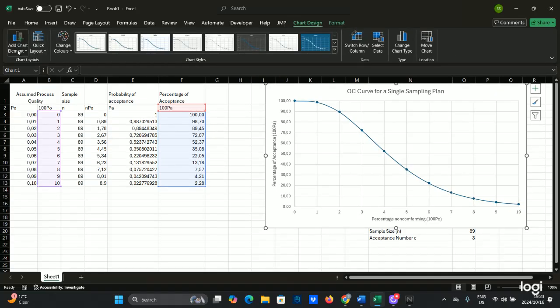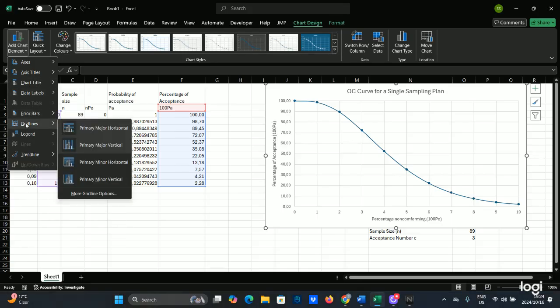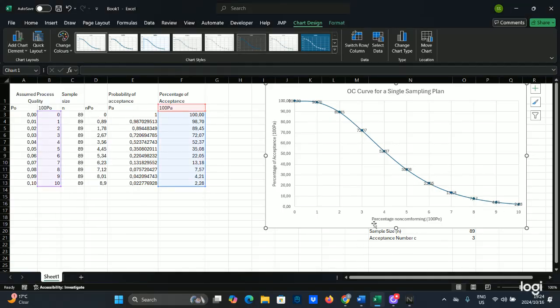And then under chart elements, you look for labels, so you can look for data labels. Let's say you choose on top, which is here. And so now you can see that for this line, when it's three or less defective, the chance of acceptance is 72.07%. So that's your probability of acceptance. That's how you do a single sampling plan.